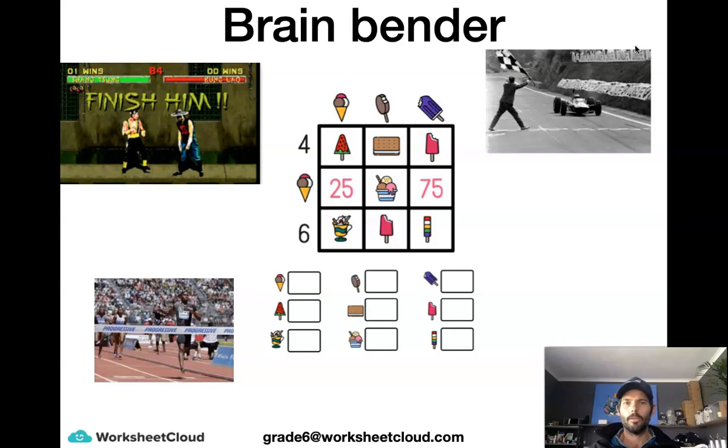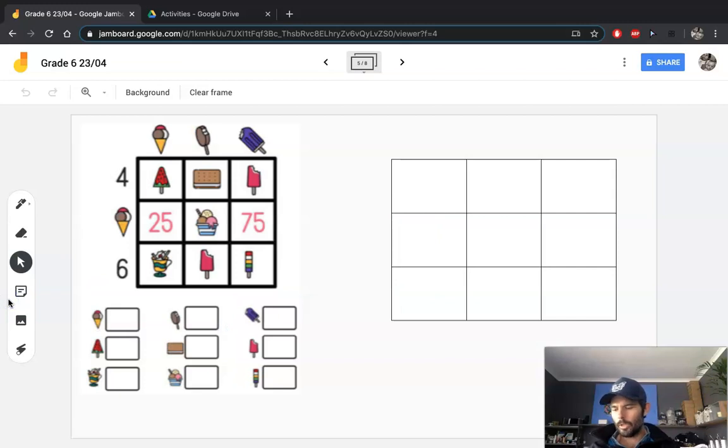Right, you need to work out this brain bender for today, which is your usual multiplication table. Give it a shot, tell me what the ice creams are worth, and let's see how you go. So as per usual, I'm just going to fill in the numbers that are there already. 6, 25, 75, and 4. Okay, now it's just a case of trying to identify what numbers we can plug in.